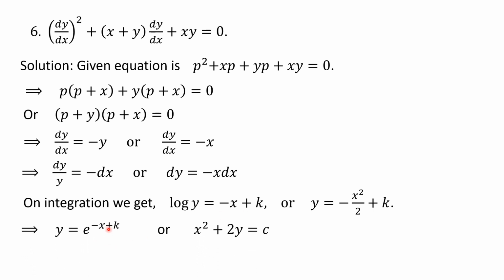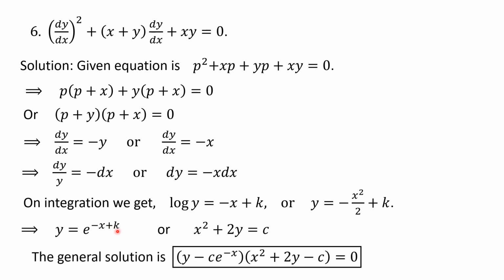You can write e power minus x into e power k. E power k is c. So I have written y is equal to c e power minus x, or y minus c e power minus x. So if I take simplification, on simplification it gives x square plus 2y minus 2k, that is 2k I have written as c. So x square plus 2y minus c equal to 0. So this is the required solution of the given equation.